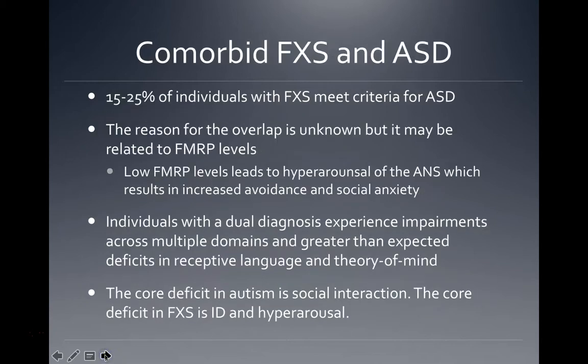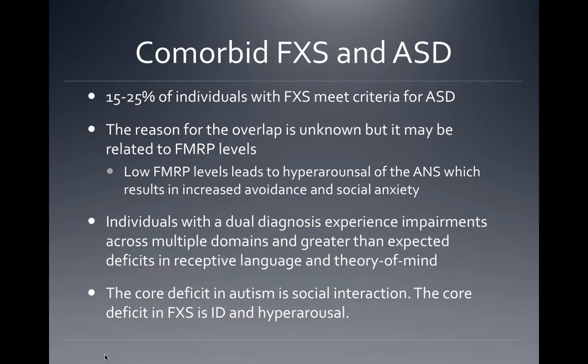So when we're talking about, again, both of the videos highlighted that Fragile X is comorbid with autism spectrum disorder. And we know that about 15 to 25% of individuals with Fragile X also meet criteria for autism. The reason for the overlap is unknown, but it may have to do with the FMRP levels. We know that low FMRP levels lead to hyperarousal of the autonomic nervous system, which results in increased avoidance and also social anxiety that we see with individuals that are on the spectrum.